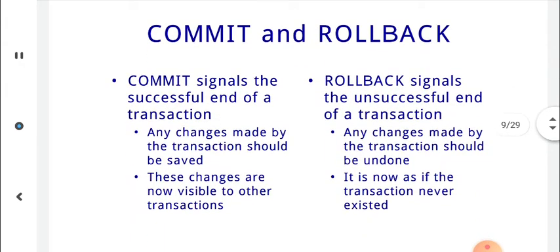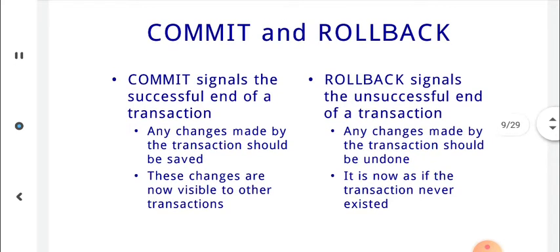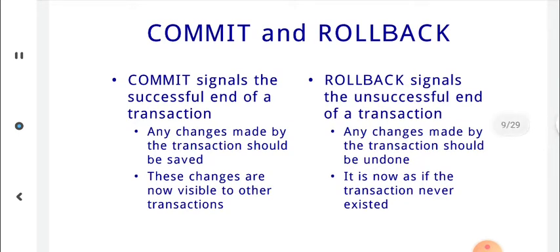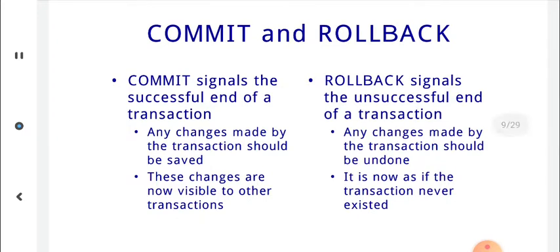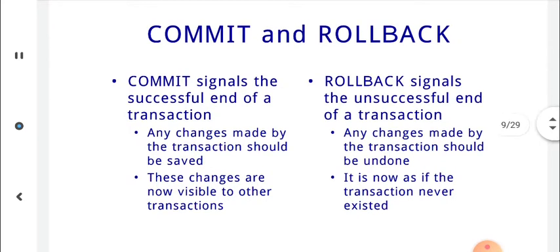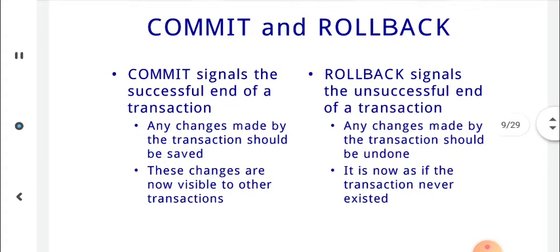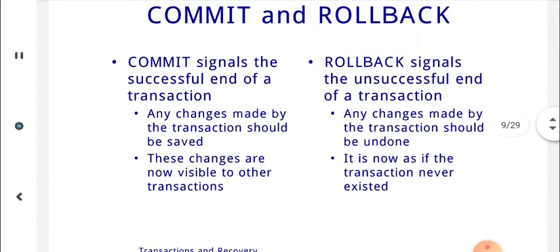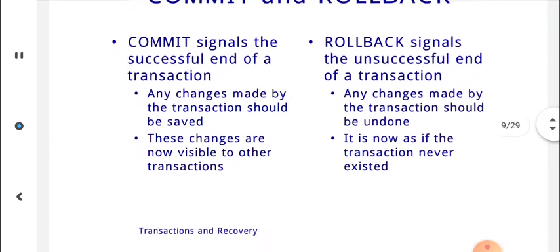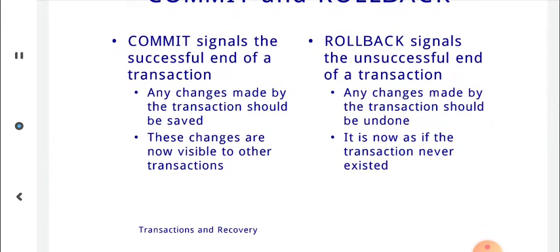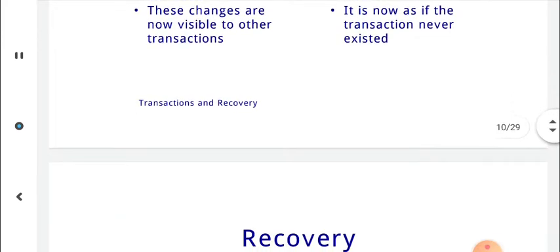Commit and rollback are two very powerful statements in a database. Commit signals the successful end of a transaction. That means when you say commit, it is done. It is highly durable. Any changes made by the transaction should be saved, and these changes are now visible to other transactions once committed. Rollback, on the other hand, signals the unsuccessful end of a transaction. Any change made by the transaction should be undone, and it is now as if the transaction never existed. So commit and rollback is a very clear understanding.